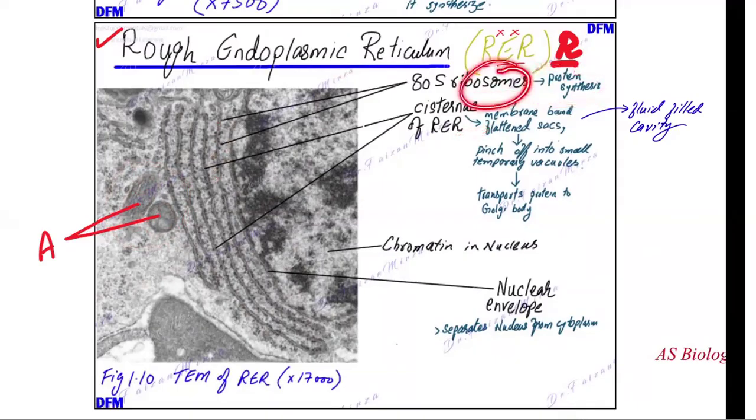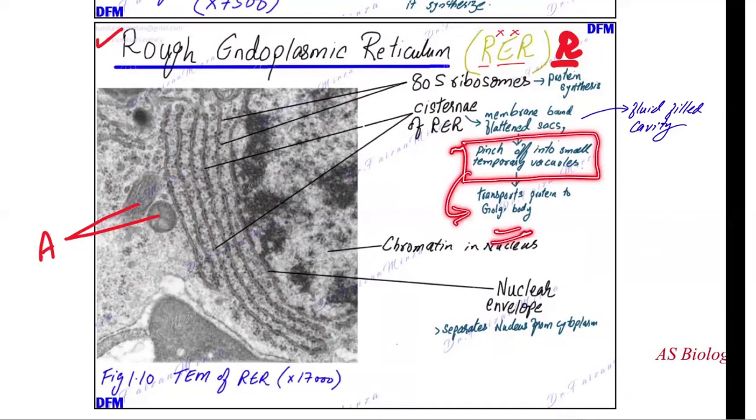The ribosomes that are attached here are called 80S ribosomes. What is 80S? We'll come to this a bit later. Now, coming back to cisternae, the cisternae of rough ER are membrane-bound flattened sacs. These are fluid-filled cavities. They are responsible for carrying these proteins in the form of temporary vacuoles or vesicles to Golgi. Golgi is another organelle inside the cell, and the function of Golgi is to modify the products of ER. Anything that ER produces will be sent to Golgi, and Golgi will end up modifying it.